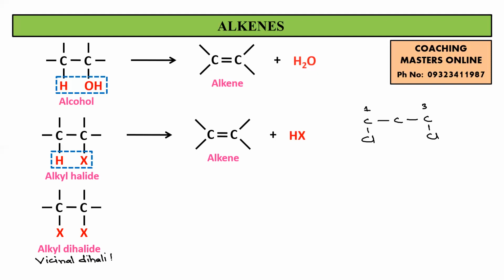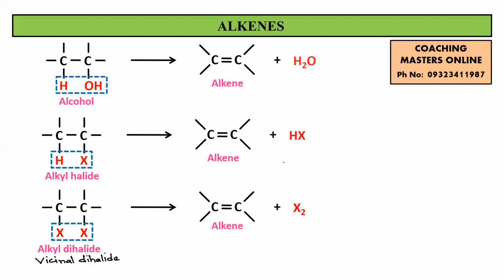Once again, the same scenario, elimination. So X from the first carbon and X from the second carbon will combine. They would get eliminated. This time they would be eliminated in the form of X2. What do you get? A saturated compound will convert into an unsaturated one, that is a carbon double bond carbon compound, which is an alkene.